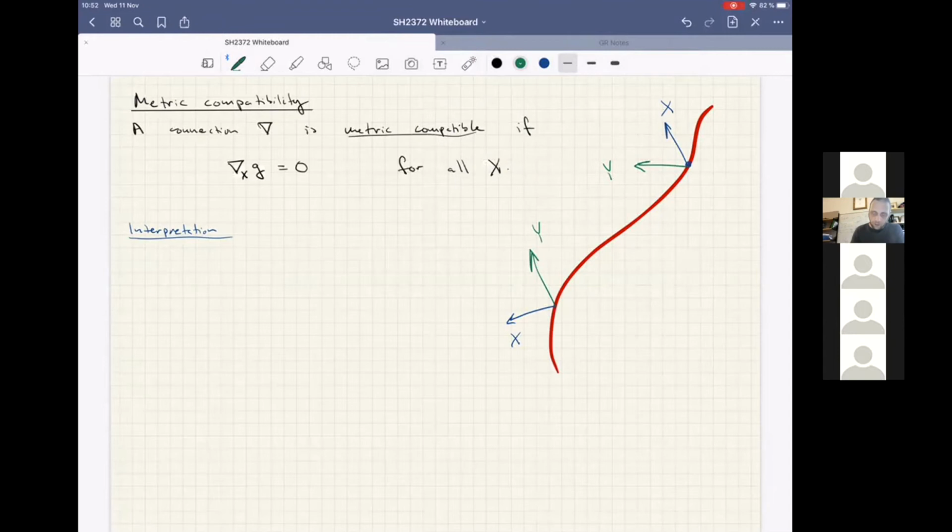So we can now ask ourselves, if we have these vectors here and parallel transport them over here, and we have a metric here, then we can compare the inner product at P of x and y. So we evaluate this at P with the inner product of these x and y at the point Q.